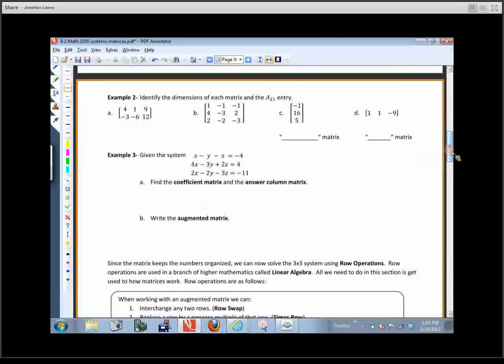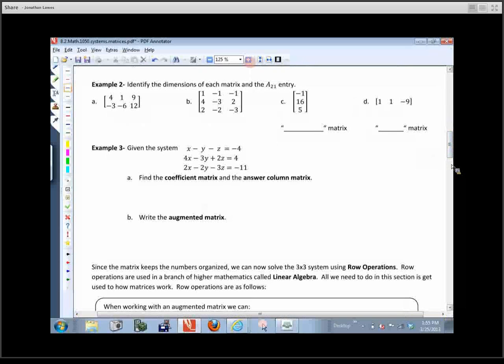So if you'll flip the page over. So this second example right here, it says identify the dimensions of each matrix and the A21 entry. Now, just a little bit of convention here. Normally, we represent matrices with capital letters at the beginning of the alphabet. Okay? So you're used to X, Y, and Z being variables. If I say A, B, and C, and they're lowercase, those are usually just numbers. They're constants. Okay? If we use a capital letter toward the beginning of the alphabet, usually it's indicating something that's not just a regular number. It'll be something like a matrix.